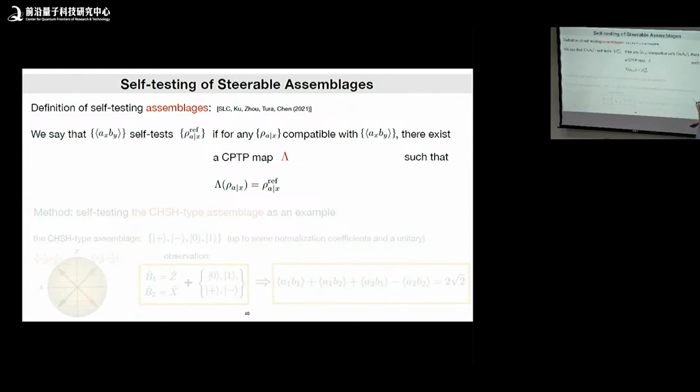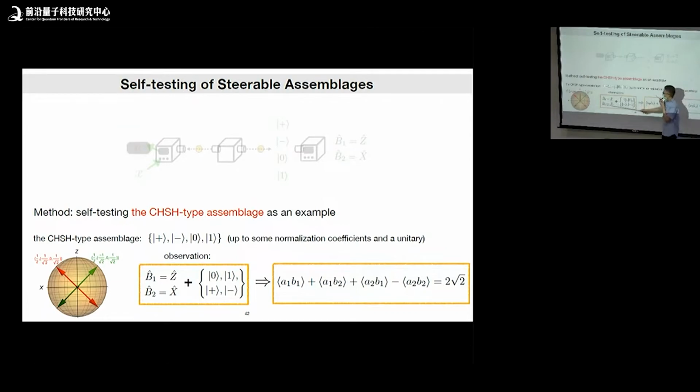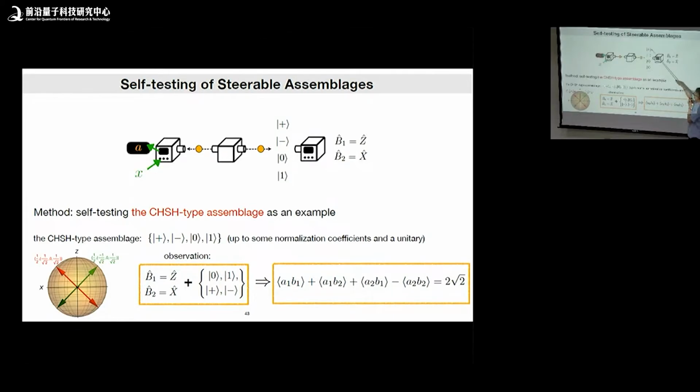To introduce how this method works, I use self-testing of the CHSH type assemblage as an example. The CHSH type assemblage is the plus, minus, 0, and 1, these 4 states, which I also introduced in a very early slide, and which is very useful in the QKD scenario. It is called the CHSH type assemblage because if we apply some proper measurements on these 4 states, then the CHSH inequality will achieve the maximal quantum violation. We can see this more clearly from this plot. If Bob performs the measurements on these 4 states, then they can obtain the maximal violation of the CHSH inequality.